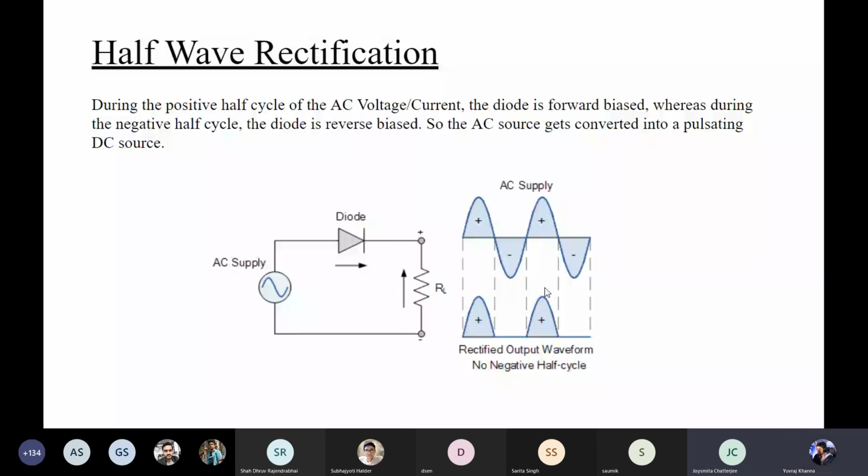Pulsating DC means it is not a pure DC. Obviously, the output contains a reasonable amount of DC and certain small amplitudes of AC signal also. So that is called a pulsating DC output. Therefore, you get this output waveform over here. Now we go to the full wave rectifier.